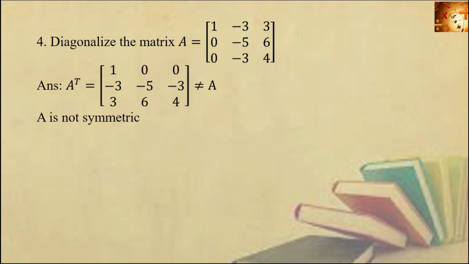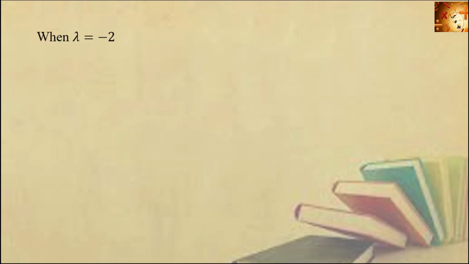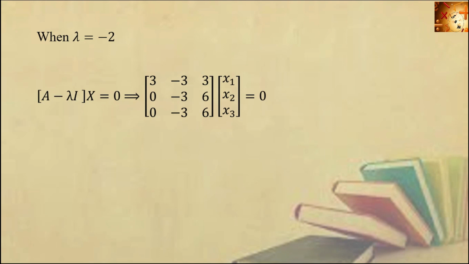Okay. Then find the characteristic equation. Here the characteristic equation is lambda cube minus 3 lambda plus 2 equal to 0. Solving this, we have lambda equal to -2, 1, 1. Next, find the eigenvectors corresponding to these eigenvalues. When lambda equal to -2, A minus lambda I into x equal to 0 will be this one.